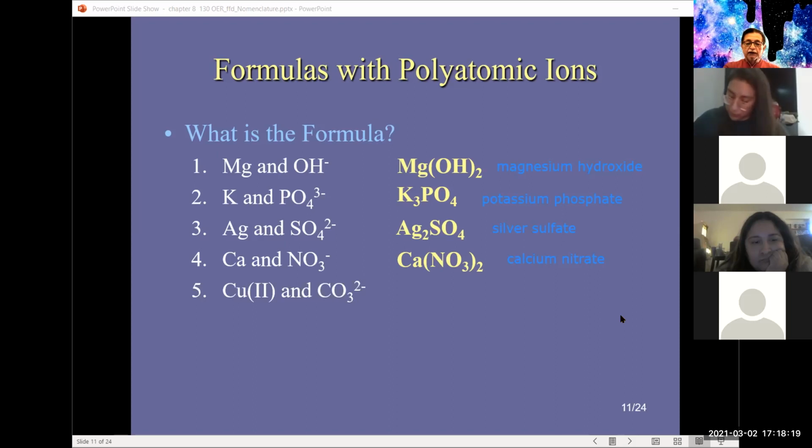Okay, so again, Cu Roman numeral 2 tells you you have a +2 charge. The CO3 -2 is the carbonate polyatomic ion, again found in your table. Now, in both cases, your copper's a +2. The carbonate is a -2, so it's a straightforward 1-to-1.